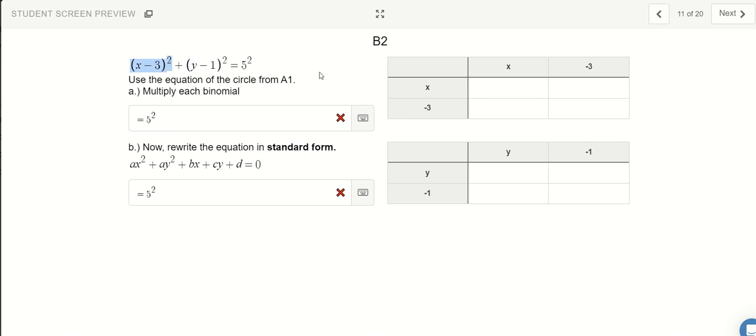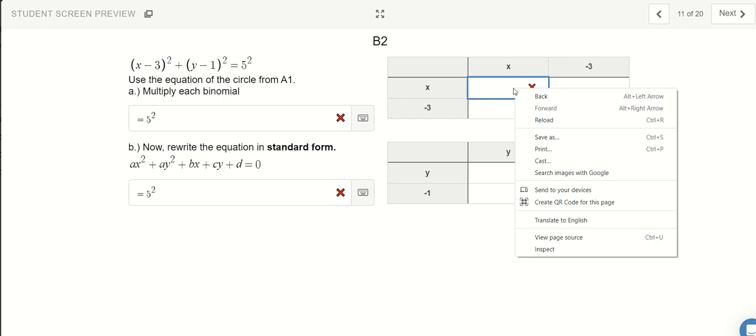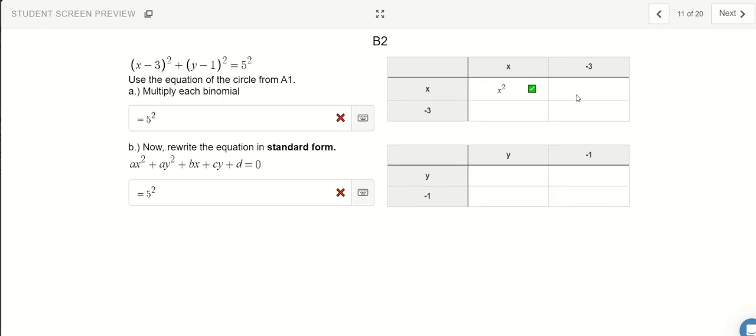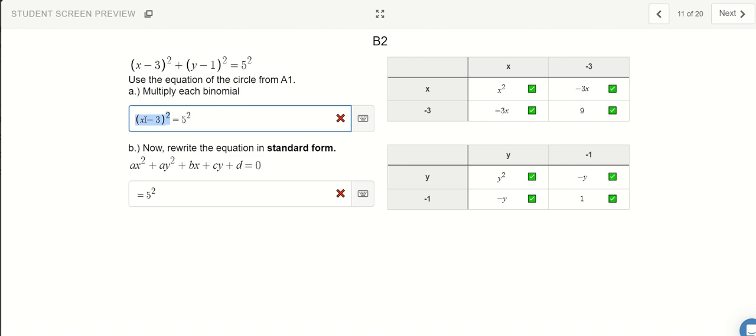So here we have x minus 3 squared, x minus 3 times x minus 3. So during our area model, we have x squared minus 3x minus 3x, and negative 3 times negative 3 should be 9 in this corner. Okay, over here, y times y is y squared times negative y down here. And negative 1 times negative 1 is positive 1. So the x squared from this part is going to turn into x squared minus 6x, because there's 3 here and 3 here, plus 9. So again, that's just from this part.